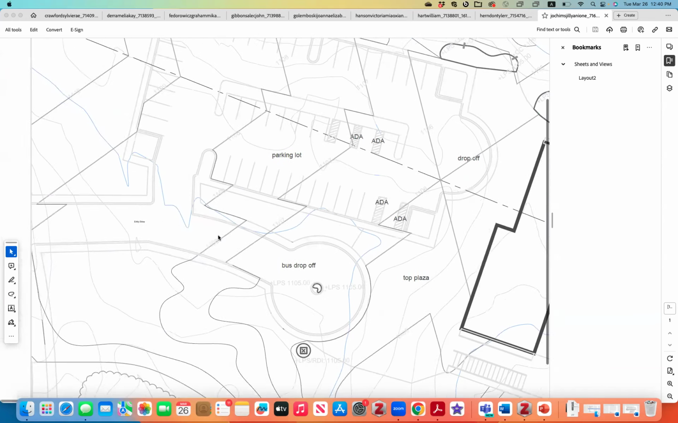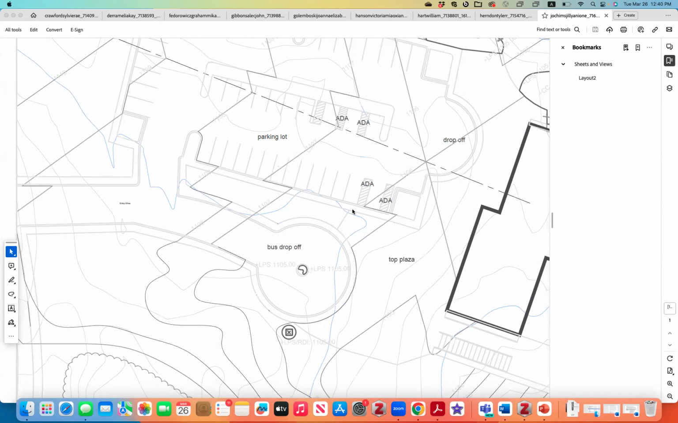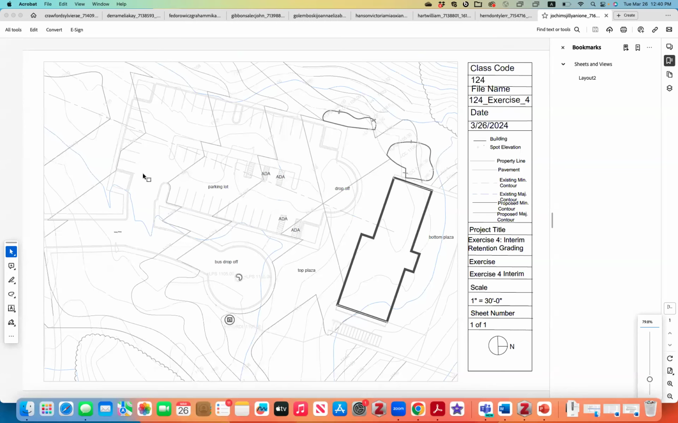Let's see. Do you have a third one that you want me to look at? Let's see. So those are the two that are shown. Anything else you want to go through?